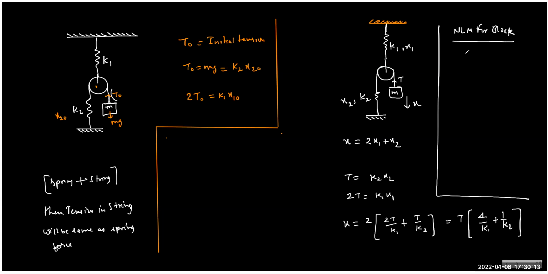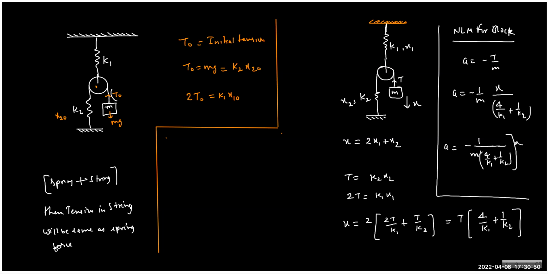So the Newton's laws of motion for the block, if you write it, you can see clearly that it will create the retardation. So the acceleration will be minus g by m for the obvious reason. That's it. And the t itself is how much? X by 4 by k1 plus 1 by k2. So the acceleration turns out to be minus 1 upon m into 4 by k1 plus 1 by k2 into x.